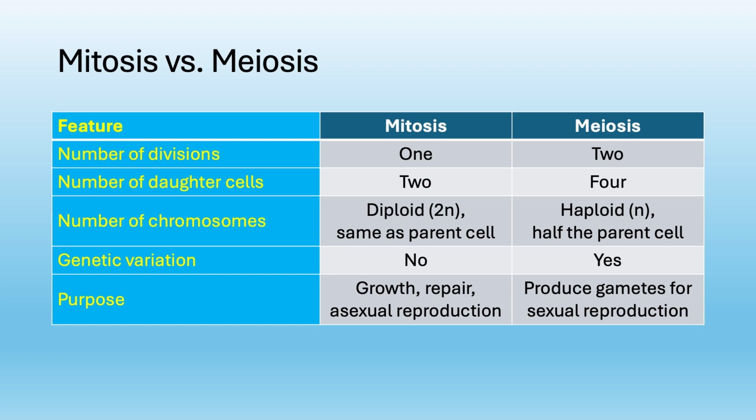There are also differences in their roles. Mitosis is important for growth, such as when an organism gets bigger, and for repair, such as healing wounds. And it is also important for organisms which need to reproduce asexually. Meiosis is important for producing gametes for sexual reproduction and for creating variation within a species.